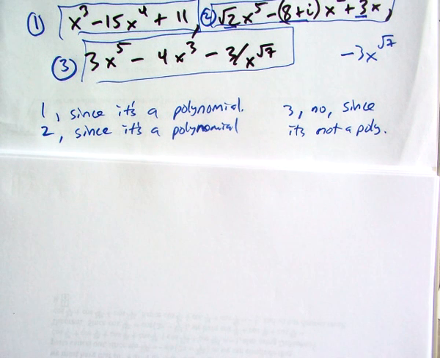So whenever you're asked, does this function or does this equation have at least 1 root, all you have to look at is whether it's a polynomial or not. If it is, then it does. If it's not, then we don't know.